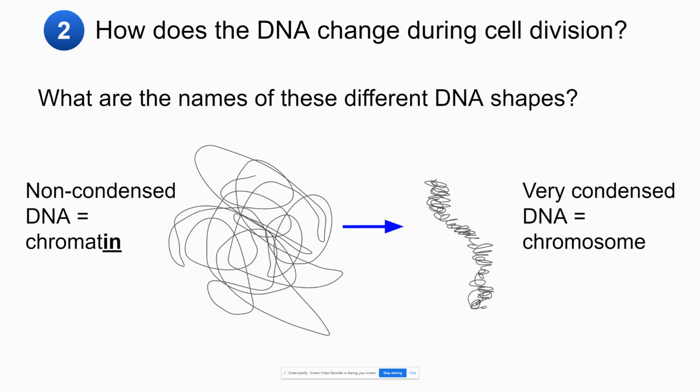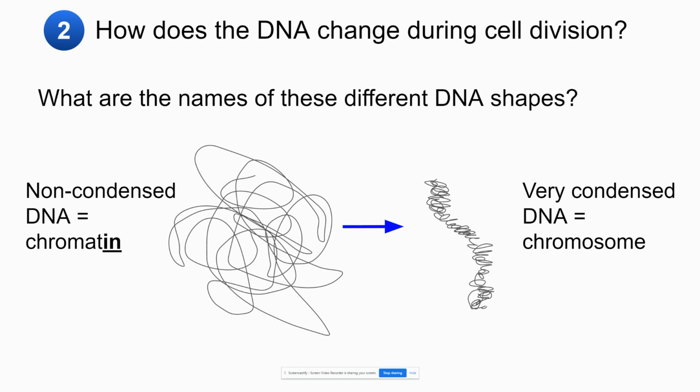In order to describe the different shapes that DNA could be in, we use specific terms or names. The long, stringy form of DNA that we see here on the left, that's called chromatin. In your notes, you should underline the word chromatin in the same spot that I have underlined it on the screen. This will be helpful, and you'll see why in a bit.